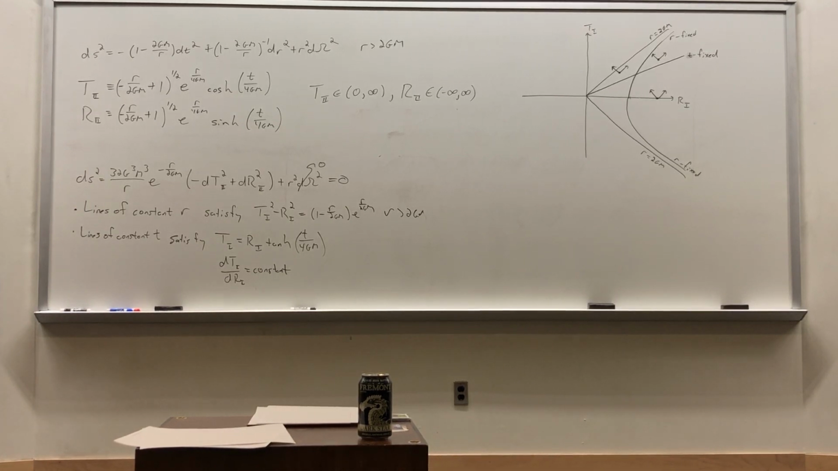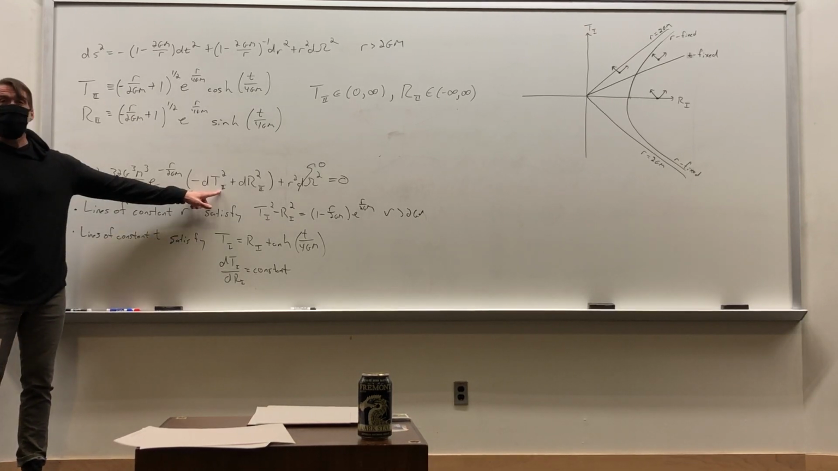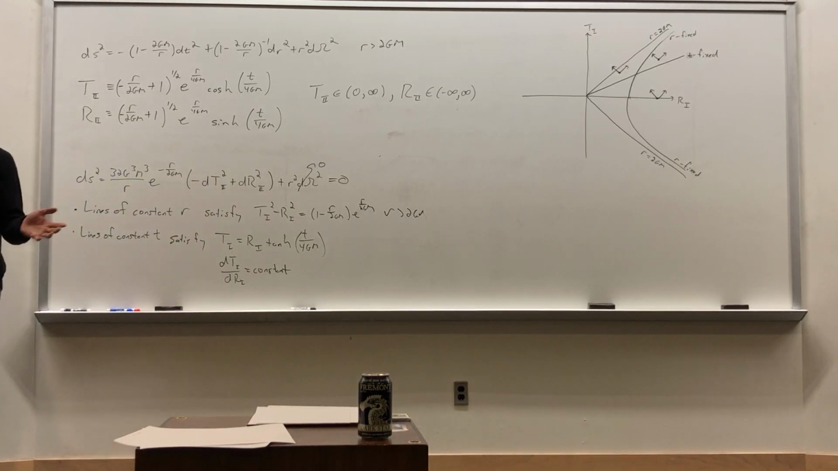Were you looking down or were you looking at the board when I did that? What did I do? What did I change? In this metric, what did I change? I changed the 1 to 2. That's it. The geometry is the same. The metric is the same as in the original coordinate system. Okay?